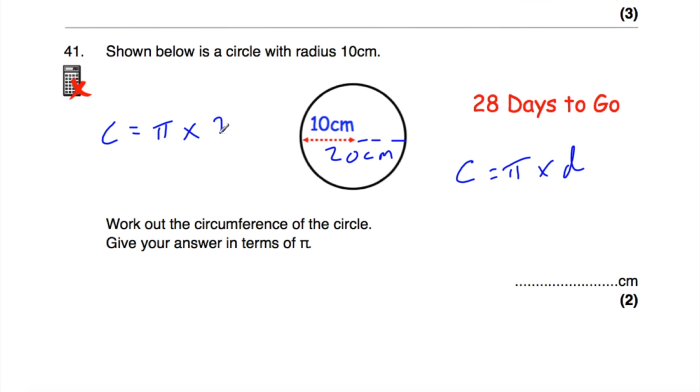So we're going to do pi times 20. And when we do pi times 20, it's a non-calculator question, so we're just going to give our answer in terms of pi. So that would be 20 pi, just putting the 20 in front of pi. So the circumference is 20 pi centimeters, and that's it.